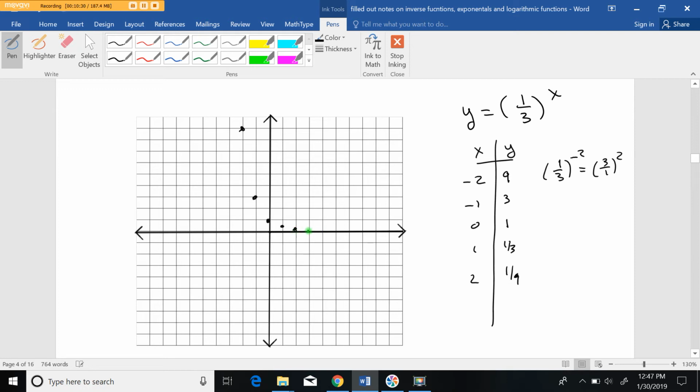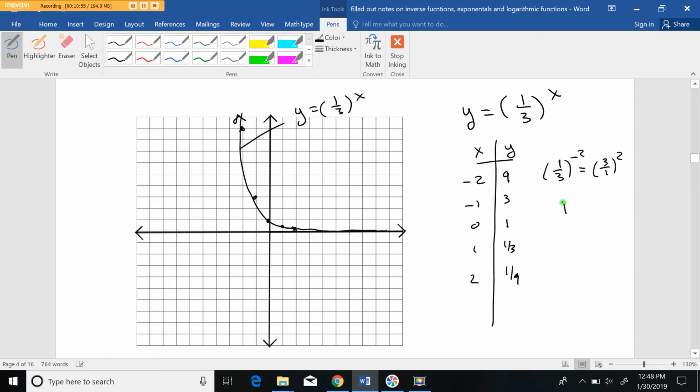If I go to 3, 4, 5, my pen's not even thin enough to distinguish, so I'm going to go ahead and just start sketching this. And again, it approaches the axis. Looks something like that. So there's a graph of y equals 1/3 to the x. And again, as promised, when your a value is between 0 and 1, you get this type of shape.